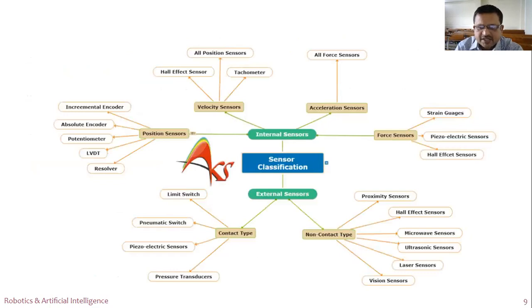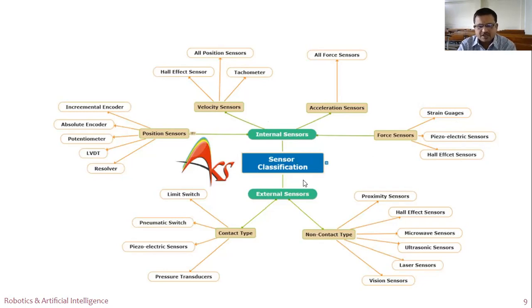Now this is the sensor classification. Sensors are classified as internal sensors and external sensors. Internal sensors are again classified as position sensors: incremental encoder, absolute encoder, potentiometer, LVDT, resolver. Then velocity sensors: Hall effect sensor, tachometer, acceleration sensors. Then force sensors: strain gauge, piezoelectric sensors, Hall effect sensors.